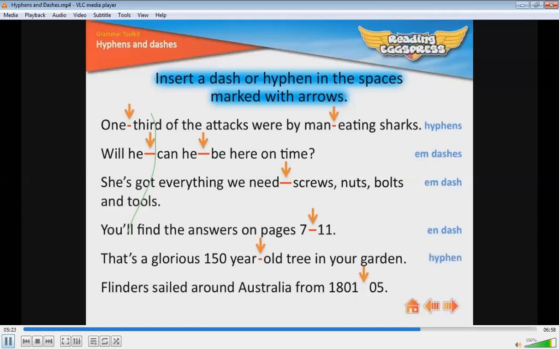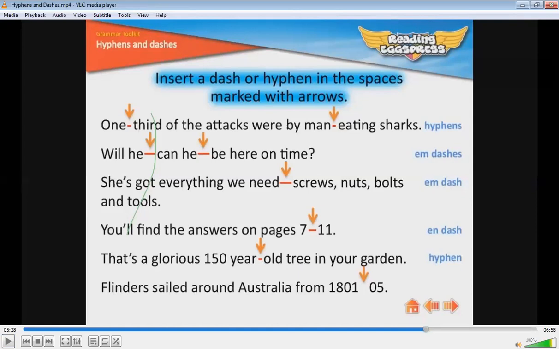This is a compound adjective. Look, the noun here is tree. That's the main noun here. Look, glorious, 150, year, old. All that, starting from glorious to old, is just an adjective modifying the noun tree. But I'm having here 150-year-old. I'm just adding that dash here to separate those two words as an adjective modifying the word tree.